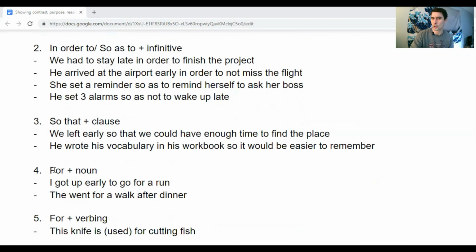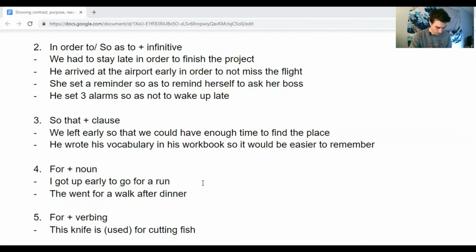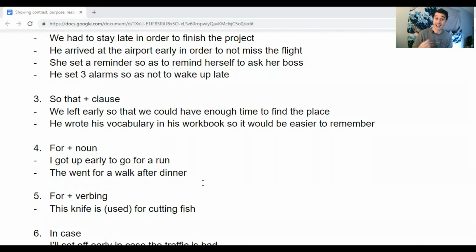We can also use for plus noun. Now we use for plus noun to express purpose for an activity. I got up early to go for a run, okay? They went for a walk after dinner. I'm sure you know this one anyway. This is quite easy. And we also can use for plus verb ing. We use this to talk about the purpose of an object or an action. So the knife is for cutting fish, or the knife is used for cutting fish. We're expressing the reason we use the object, the knife.